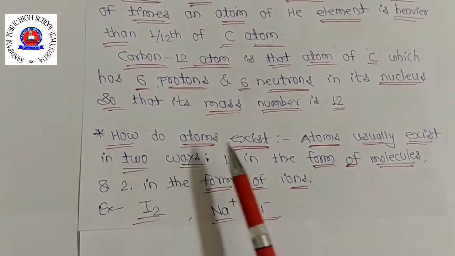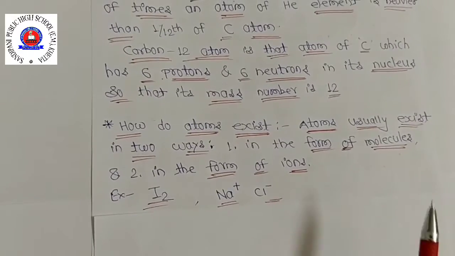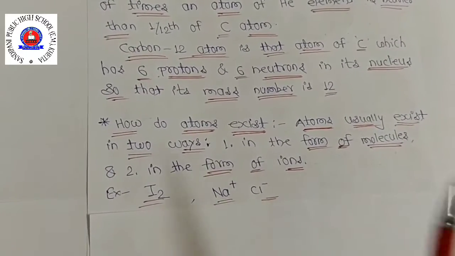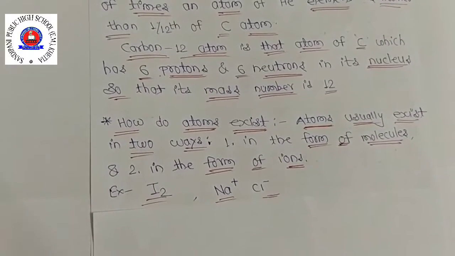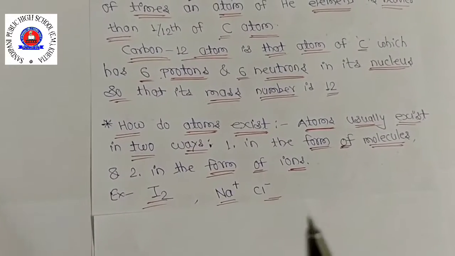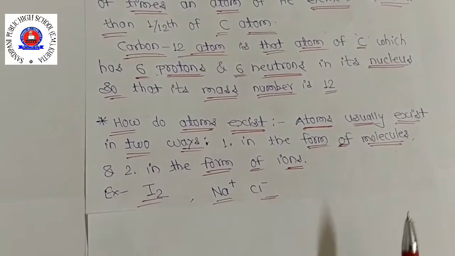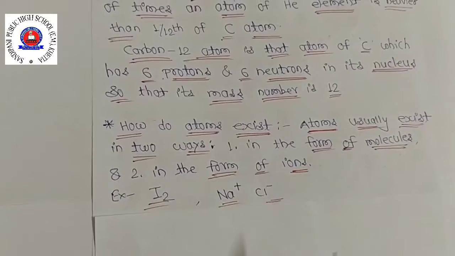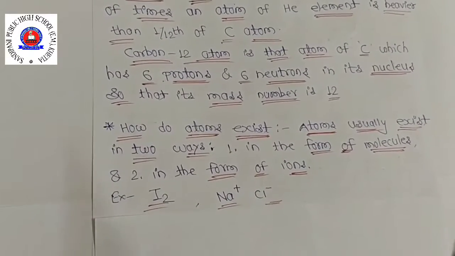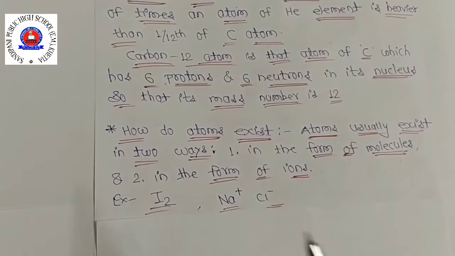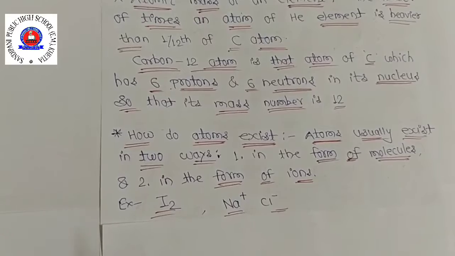Now, how do atoms exist? The atoms of only a few elements called the noble gases such as helium, neon, argon and krypton etc. are chemically unreactive and exist in the free state, okay, as single atoms. Atoms of most of the elements are chemically very reactive and do not exist in the free state as single atoms. Means मोस्टली जो एलिमेंट्स है वो केमिकली वेरी रिएक्टिव है. So that's why they do not exist in the free state.